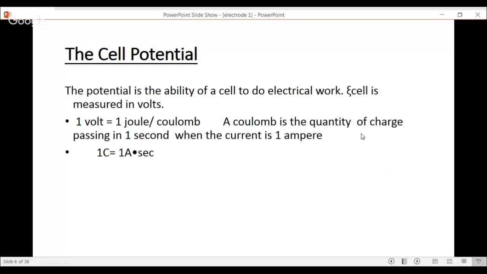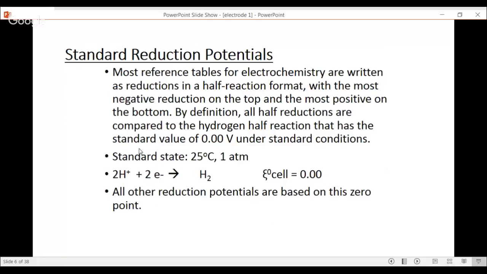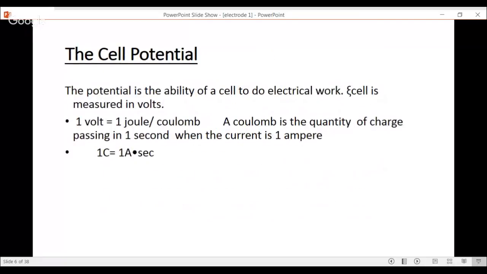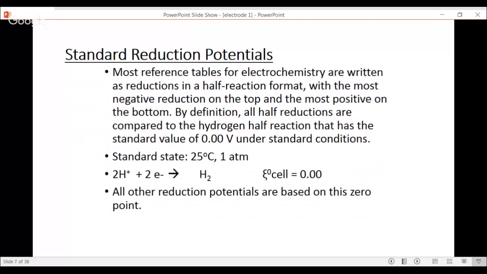Coulomb is the quantity of charge passing in 1 second when a current of 1 ampere is flowing. 1 coulomb is 1 ampere second. Okay, so coulomb is 1 ampere second. So we will have all these units later on, because these must be very clear to us, so that later on we will be able to use them. Standard reduction potentials. Okay, this is one of the bugbears for all of us, because there are so many standard electrode potentials. How to remember them, and I think we will see a very convenient way of remembering them. We will come to that in a minute.